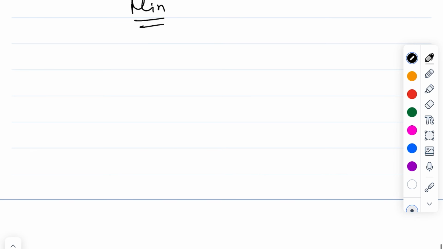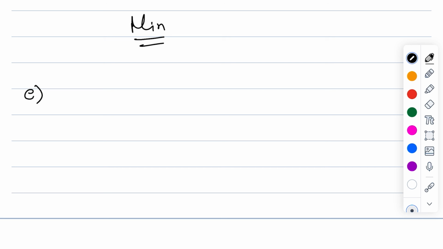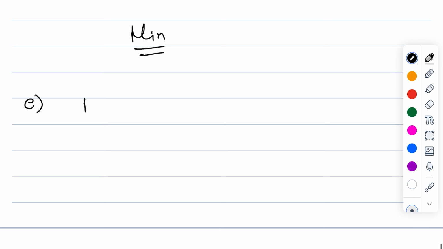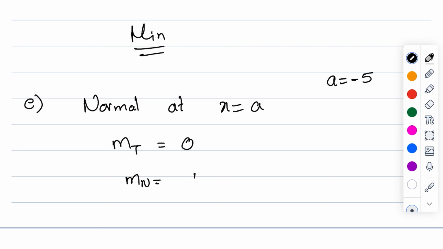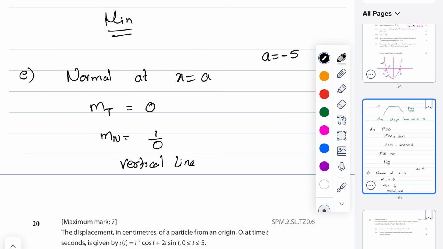The normal to the graph, part E. The normal to the graph at x equals a and the tangent to the graph at x equals b intersect at P and Q. So, the normal to the graph at x equals a. But what was the value of a? a was negative 5. So the slope of the tangent at x equals a is 0, it is a parallel tangent. So the slope of the normal will be 1 upon 0, which means it is going to be a vertical line.